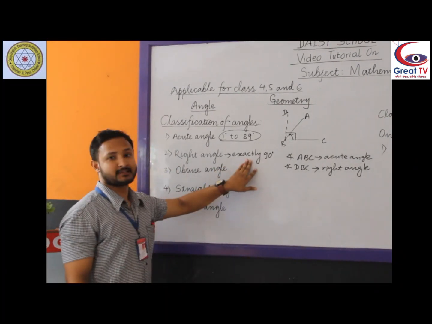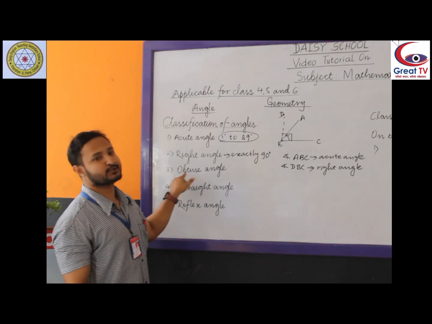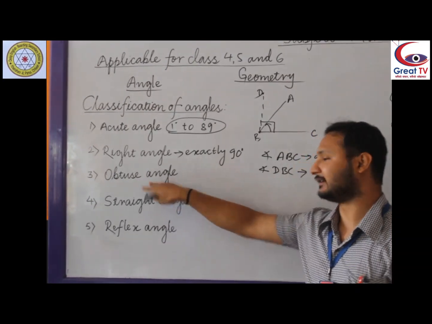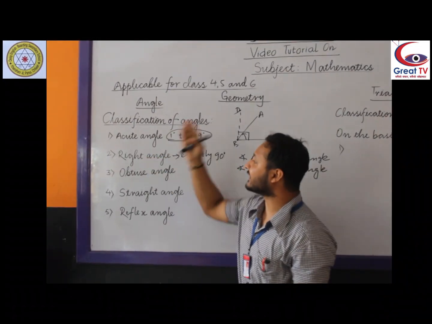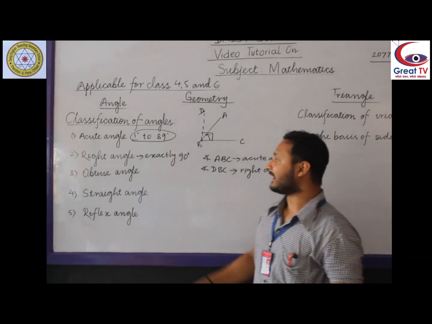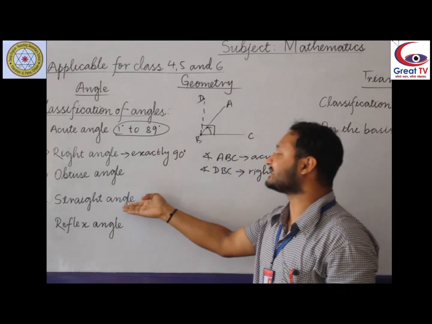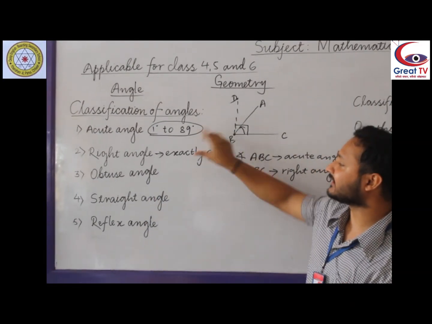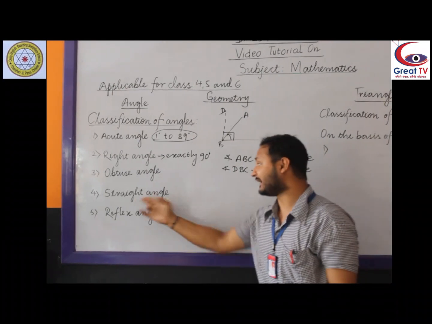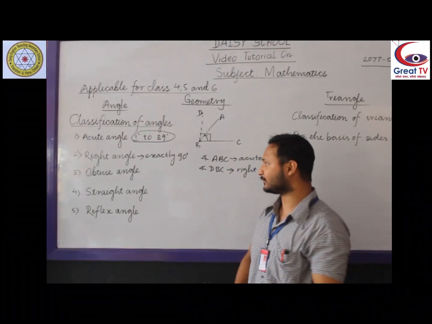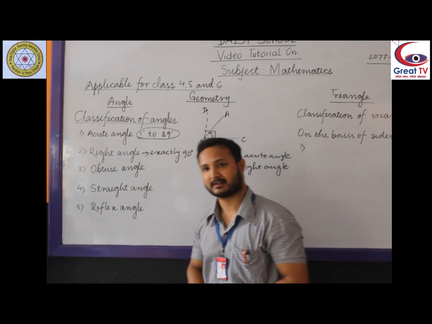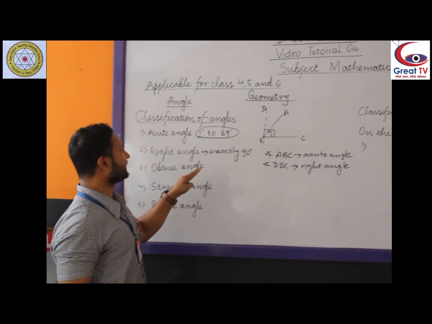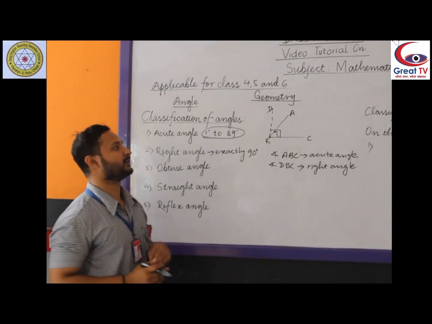Okay. After this, let's switch to obtuse angle. This is the third type of angle we are studying today. Obtuse angle is just greater than right angle, and at the same time it is less than straight angle. It measures between 90 degrees and 180 degrees. Straight angle is 180 degrees. So, obtuse angle measures greater than 90 degrees and less than straight angle, that means 180 degrees.